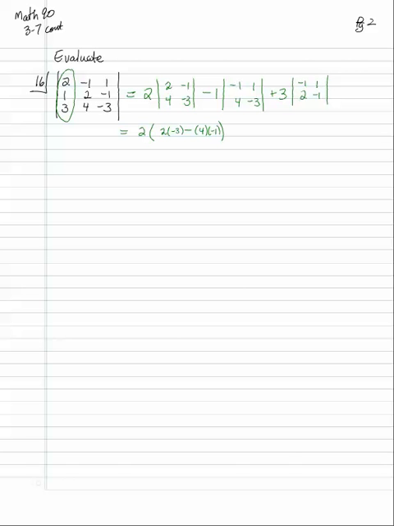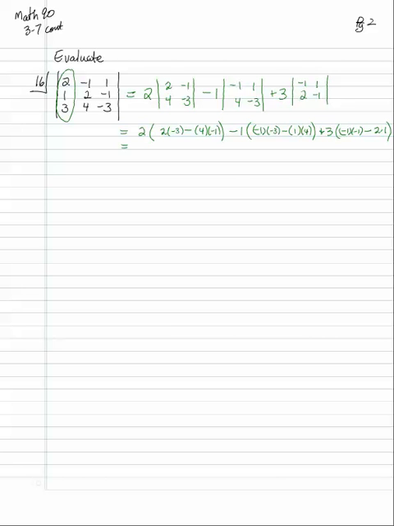Okay, so that's the first one. The middle one is going to be -1 times -3 minus 1 times 4. And normally I would just write the answer down instead of doing this, but for the notes I just want to show you all the calculations. -1 times -1 minus 2 times 1.